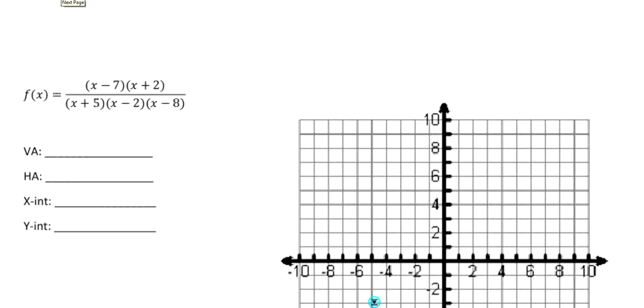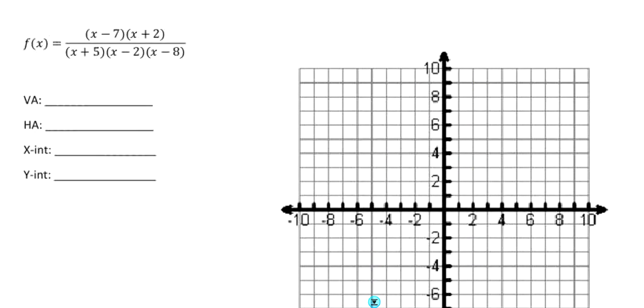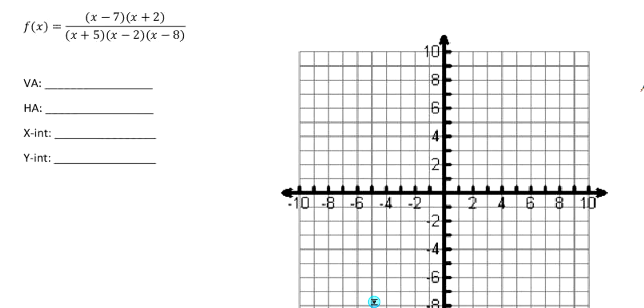So again, let's look. I have it in factored form, so it's really easy. Do I have any common factors? It almost looks like I have a common factor, but that's +2 and that's -2, so I don't have a hole, so I don't have to worry about a hole. The bottom's bigger, so I don't even have a slant. So this is just a regular, good old-fashioned rational equation.